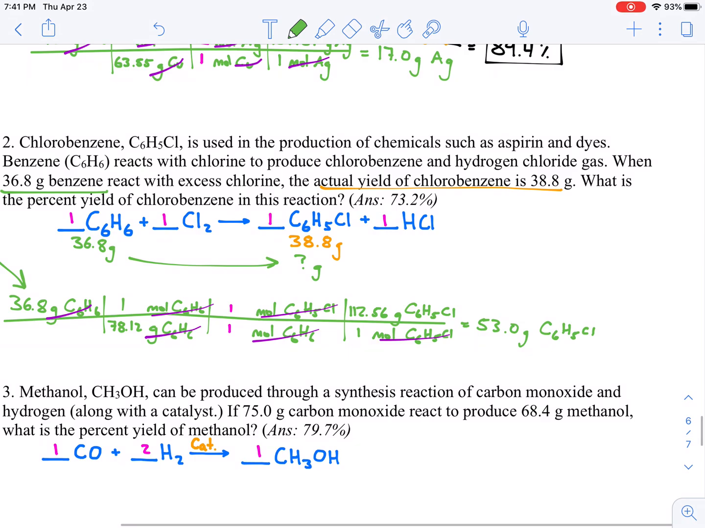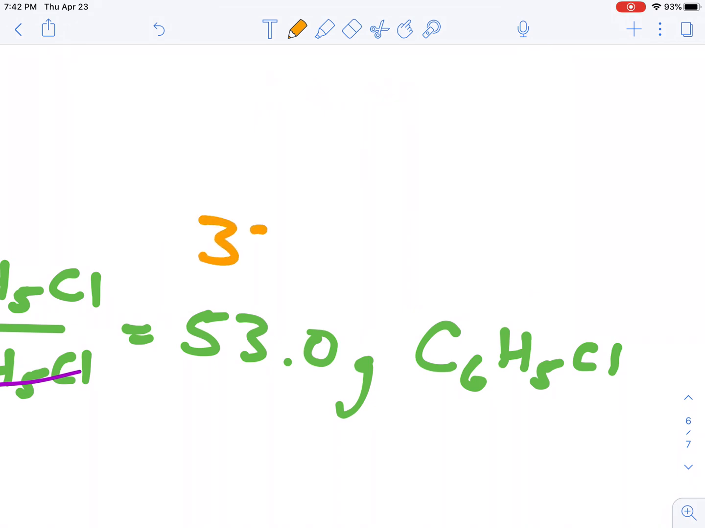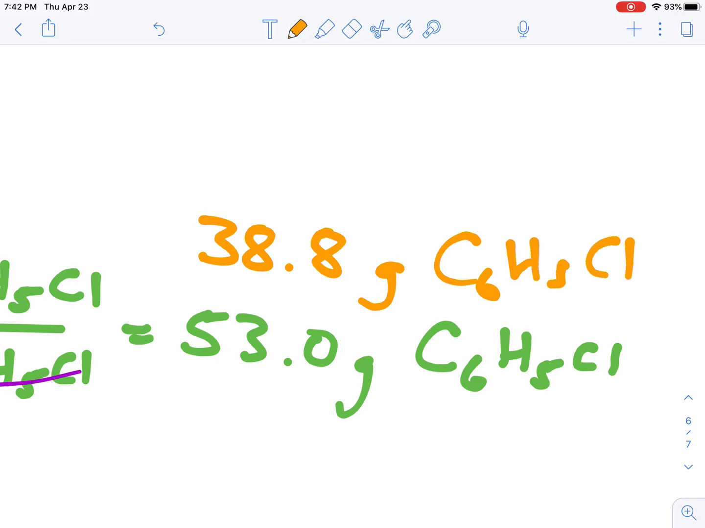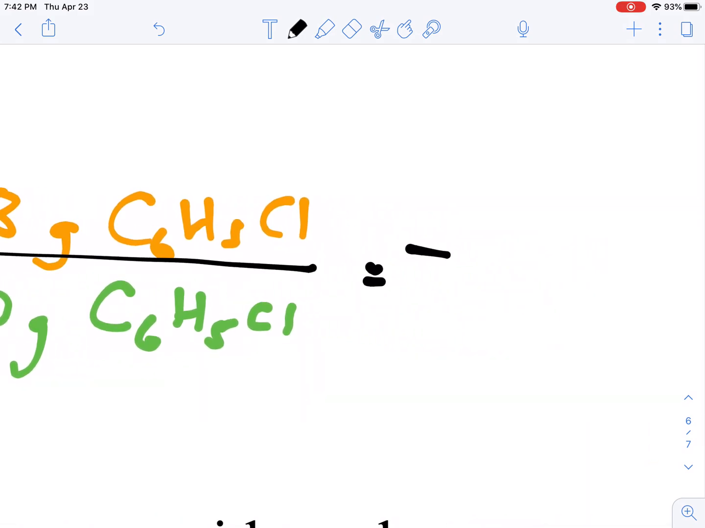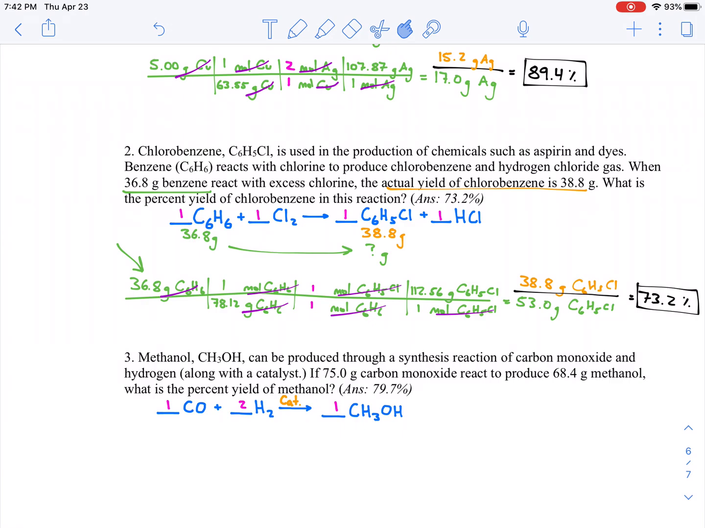So if all 36.8 grams of benzene react perfectly and we lose nothing, we will make a grand total of 53.0 grams of chlorobenzene. Turns out when we actually did this thing in lab, the actual yield we got was 38.8 grams of chlorobenzene, C6H5Cl. So if you do that division and you multiply by 100 to make it a percent, you will figure out that you made 73.2% of the amount of product that you thought you would be able to make. Which, by the way, those two percentages, 89.4 and 73.2, those are actually really good yields. Like if we were making some pharmaceutical drug or something as a medication, those are really strong yields in the chemistry world, even though on a test or something, maybe not our best.